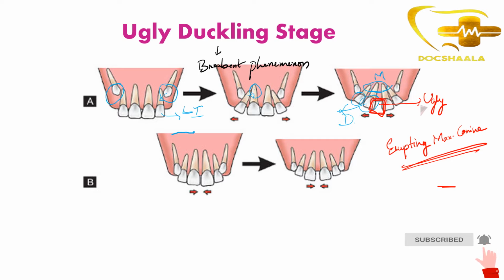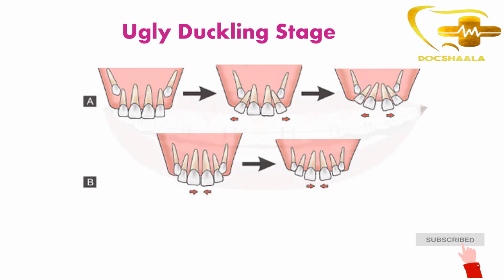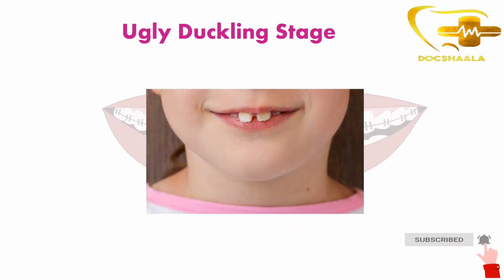So let us see how the child looks during this ugly duckling stage. Here is the picture of the child. Here is a girl who is showing the ugly duckling stage very prominently. You can appreciate the midline spacing over here. You can see that all her facial features are normal except that her smile is affected because of the ugly duckling stage she is going through, the midline spacing that is happening over here.